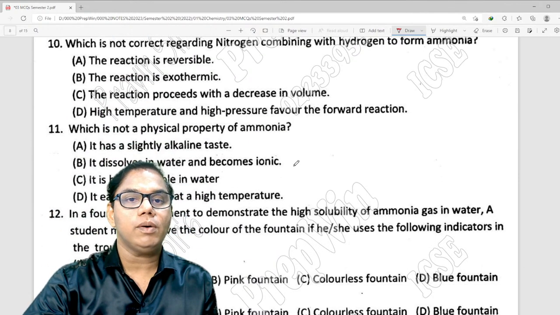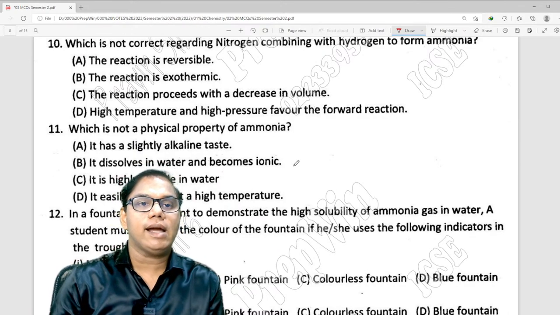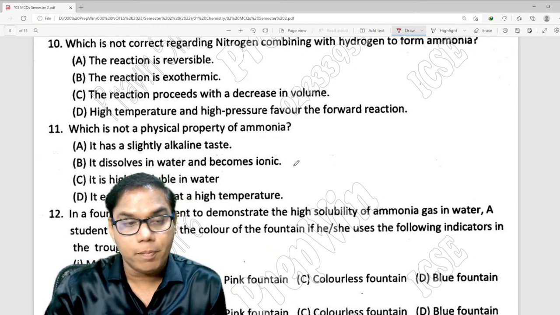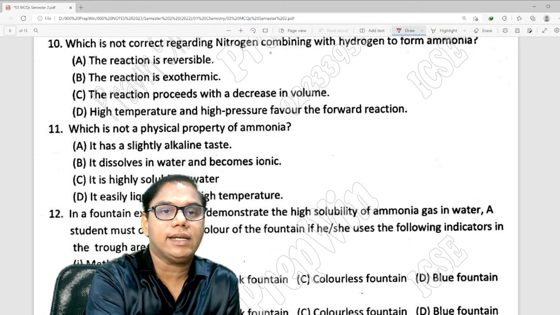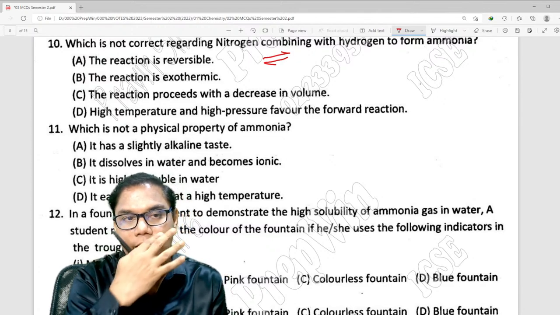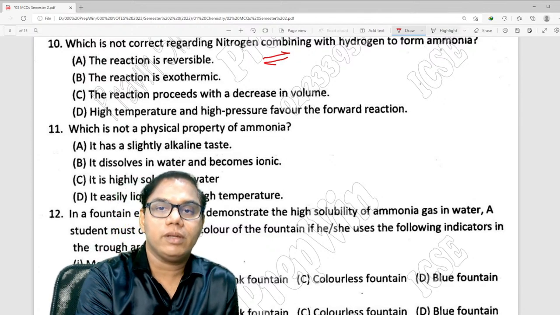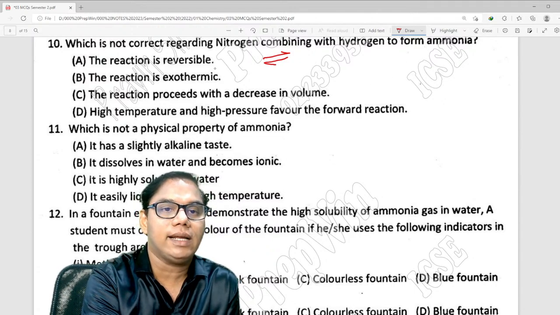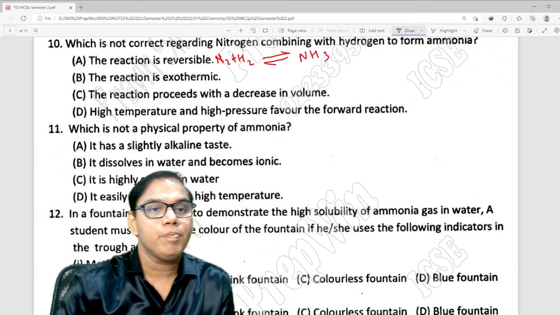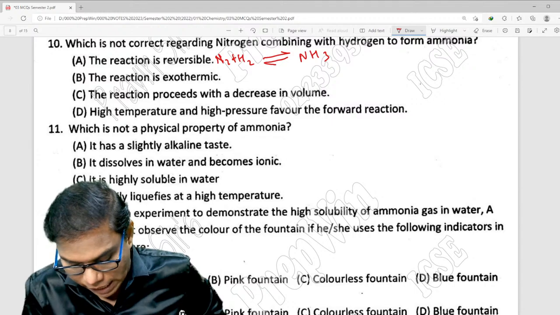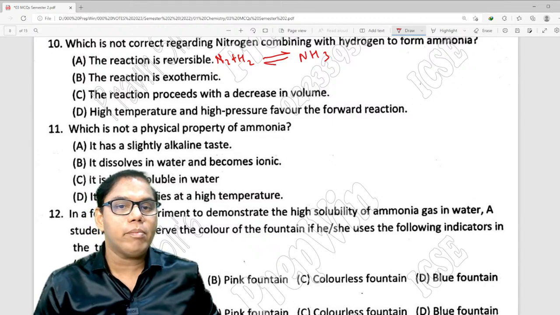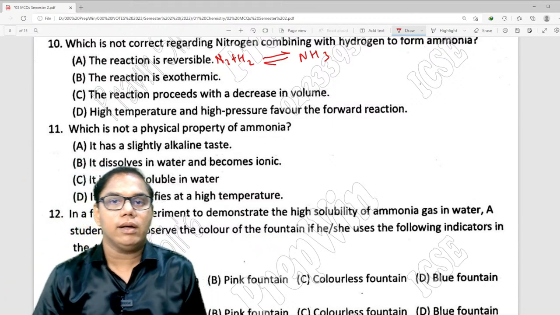Let's move on to the 10th one: which is not correct regarding nitrogen combining with hydrogen to form ammonia? Reaction is reversible. Definitely this reaction is reversible, because right from your 6th standard onwards, whenever you have to give an example of a reversible reaction, it is this reaction. Reaction is exothermic, heat is given out. Reaction proceeds with decrease in volume. High temperature and high pressure favor this reaction.